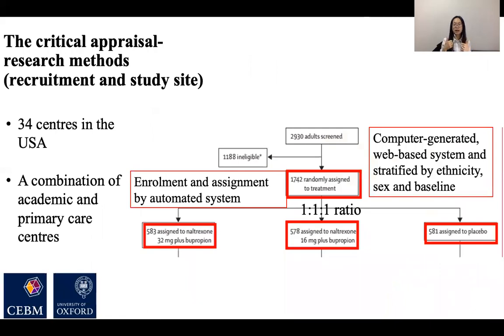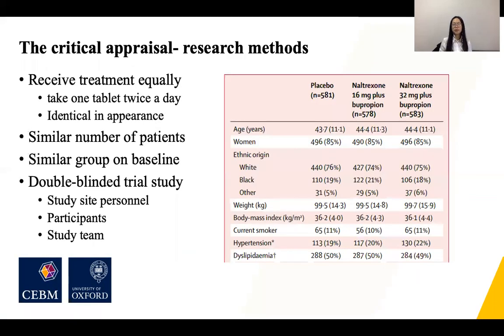There are several good tips on this clinical trial. The randomization is based on a computer-generated web-based system and stratified by ethnicity, sex, and baseline. The participant enrollment and assignment is based on an automated system, and the ratio is 1:1:1. The study was undertaken at 34 centers around the US, a combination of academic and primary care centers. All participants received equal treatment and the tablets look identical.